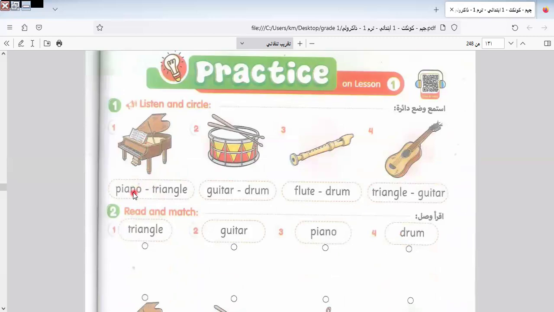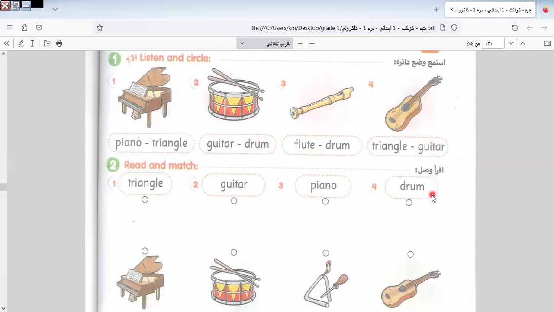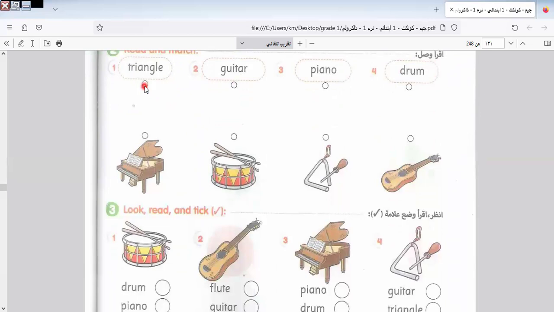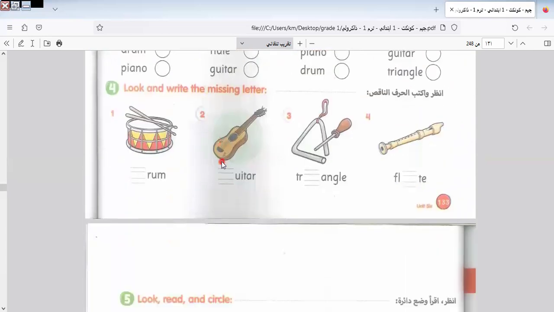Here, what is this? Piano. So I select this one. What is this? Drum. I select drum. Here is flute, guitar. So let's continue the rest. Triangle. Which one is triangle? This one by this one. Guitar. Which one is guitar? This one by this one. Piano. This one by this one. Drums. This one by this one. I will leave this to do by yourself.